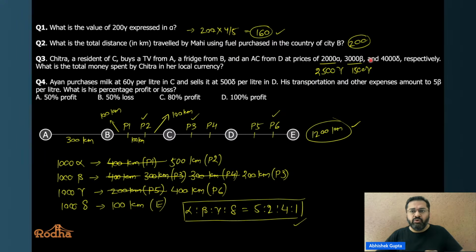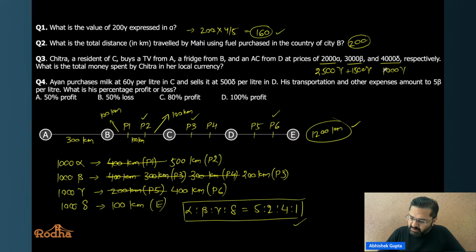And the third one would be 4000 delta. So this is 4000 delta, and we are comparing delta and gamma. So this is 4 is to 1. Which is more valuable? Obviously, gamma is much more valuable. How much more valuable? 4 times. So what would you do? You divide this 4000 delta by 4. So what would this give you? 1000.